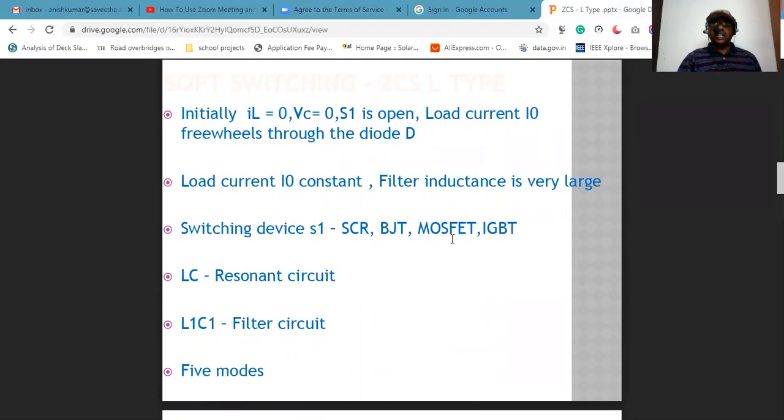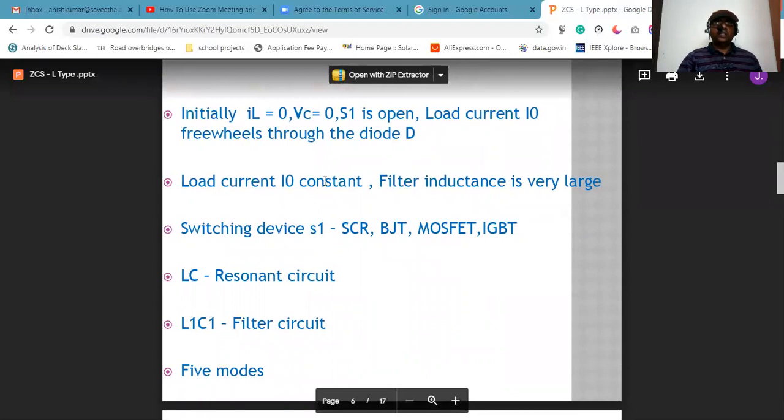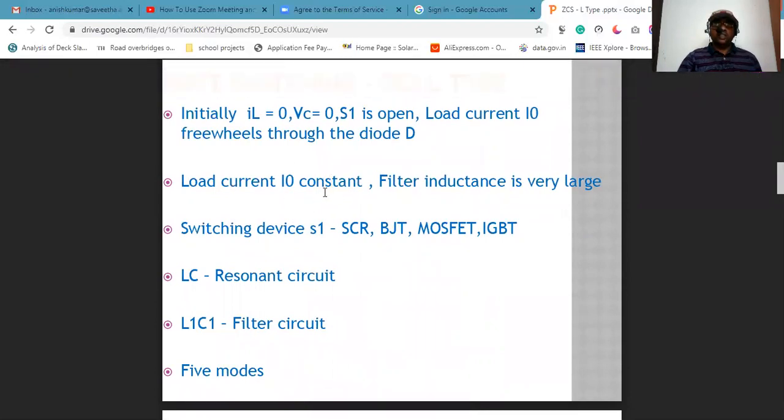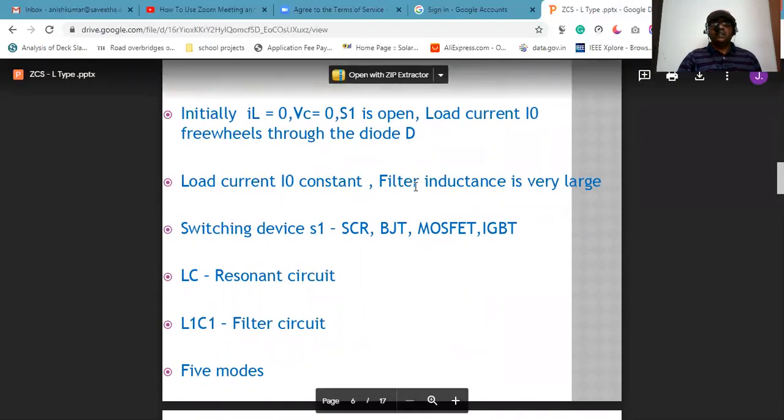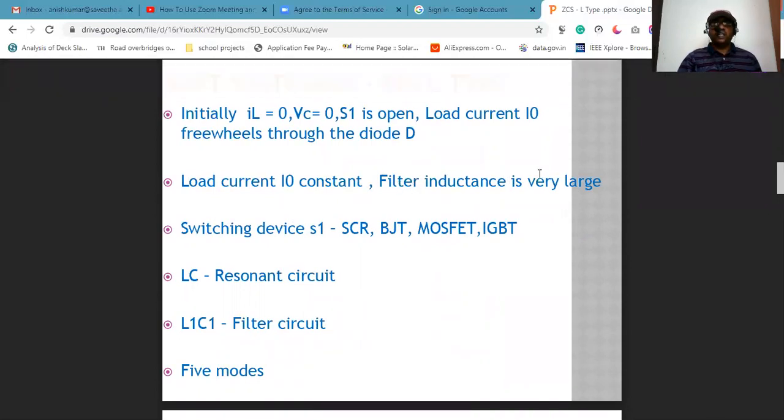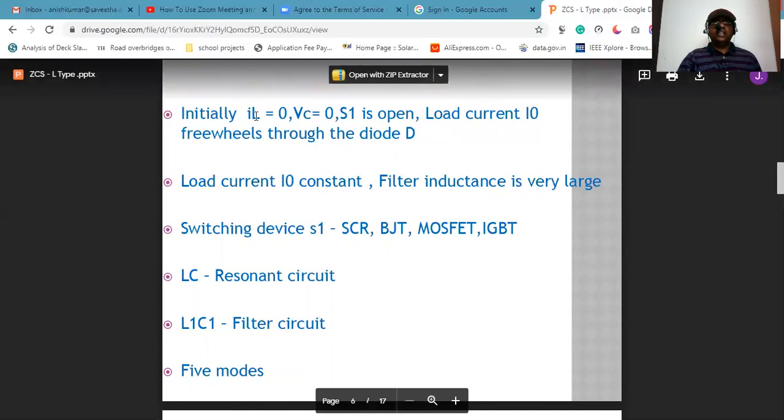We can use various types of switches: SCR, BJT, MOSFET, and IGBT. The load current Io is constant. Here we have to use a high inductance, so the filter inductance is very large. Initially, the IL value is 0 and the voltage across the capacitor is 0. The current flowing through the inductor is 0 and the voltage across the capacitor is 0.